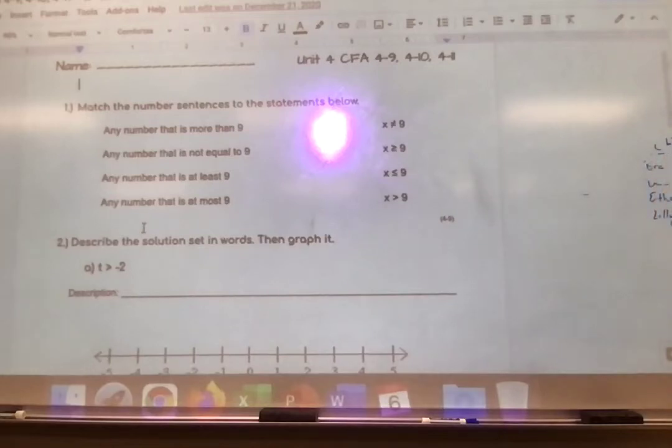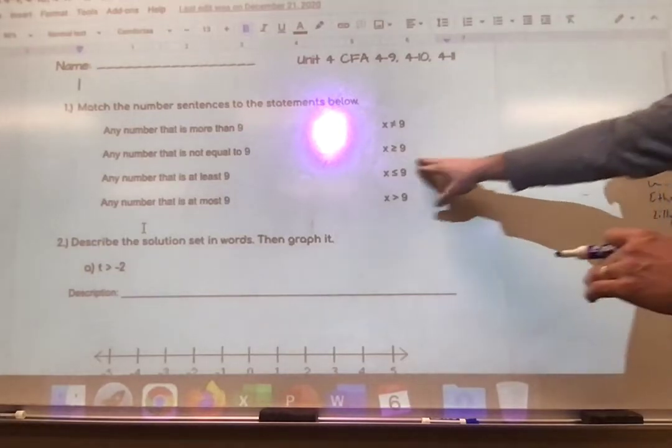All right, guys, we're going to jump into the answers for CFA 4.9 to 4.11, where we're dealing with inequalities. So again, on your hard copies, make sure you're listening here and writing down the answers and deepening your understanding of these concepts and trying to figure out some of the things that you might have missed on the quiz. Okay, so number one, we're going to match the number sentences to the statements below.